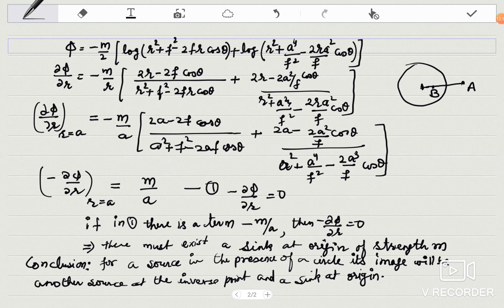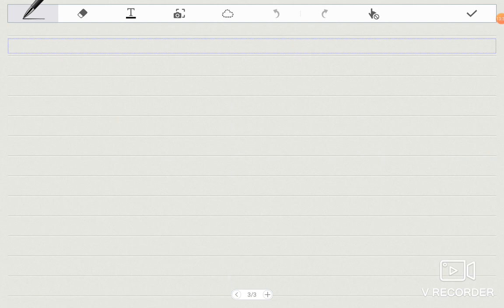The same exists for a sink. For a sink in the presence of a circle, its image will be another sink at the inverse point and a source at the origin, both of the same strength. So this is the final conclusion, which is applicable for a sink also. And now we will see what would be the image of a doublet with regard to a circle, because there may be the situation when there is a doublet in your flow region and a circular boundary is present over there.